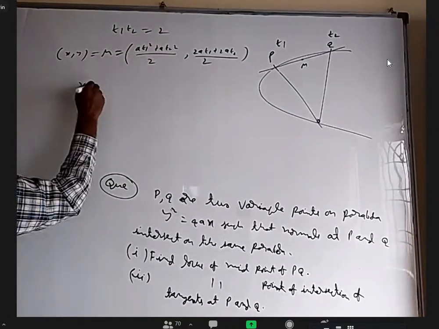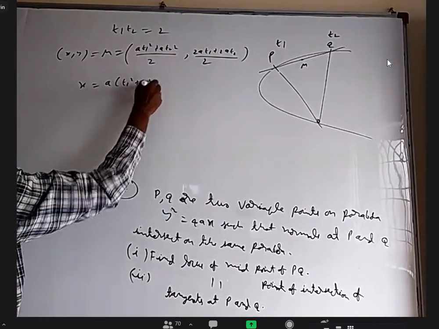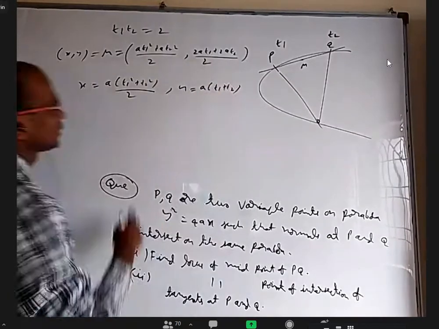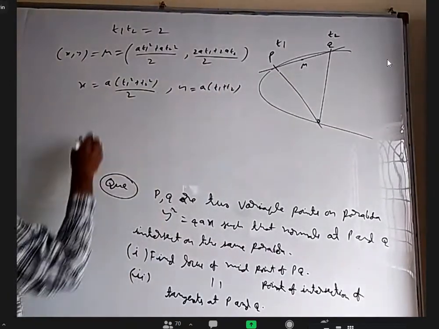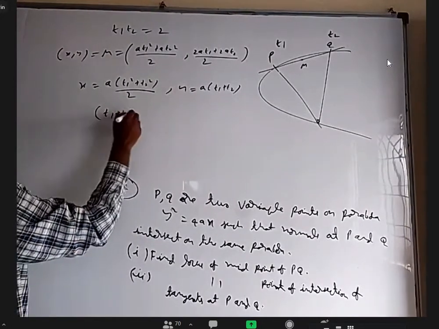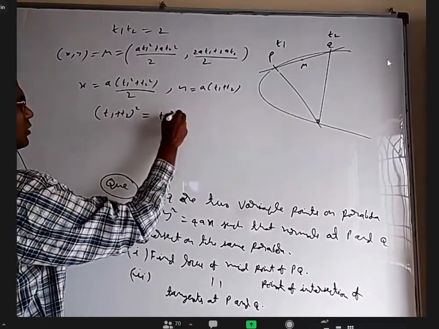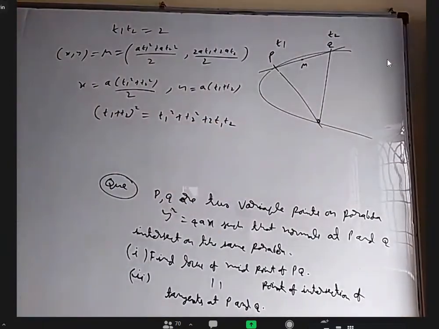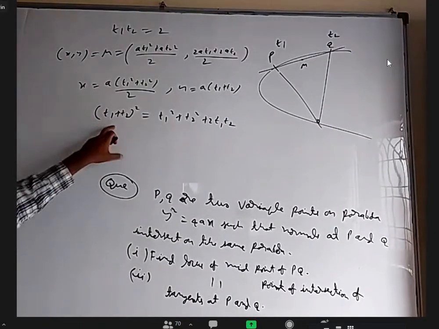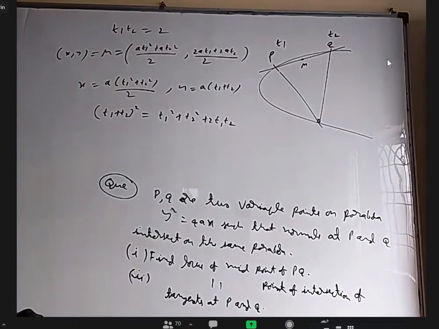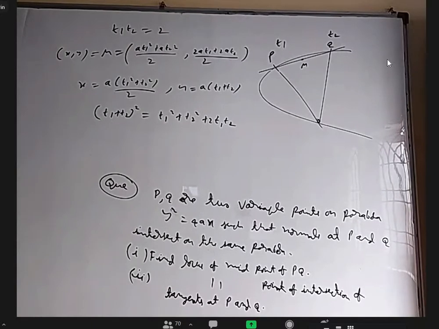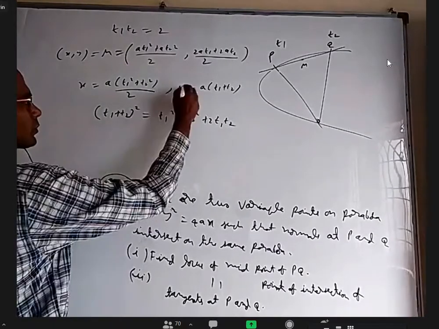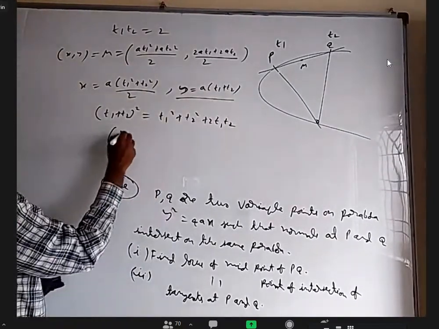We'll get x is equal to a into T1 square plus T2 square by 2, and y is equal to a into T1 plus T2. Again we use the simple (a plus b) whole square formula. T1 plus T2 whole square is equal to T1 square plus T2 square plus 2 T1 T2. Saket, in the place of T1 plus T2, what can I write? Yes, sir. Using this equation, y by a, sir.